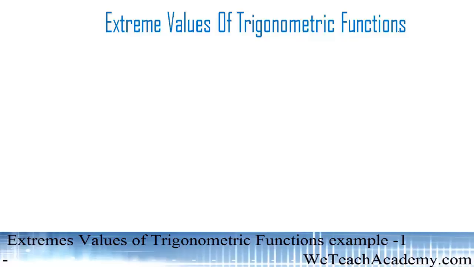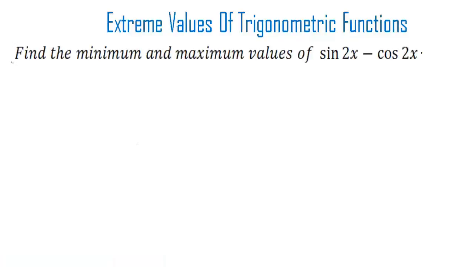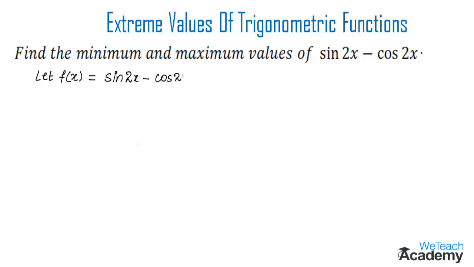Here in this presentation we are going to discuss examples on extreme values of trigonometric functions. So here the given example is find the minimum and maximum values of sin 2x minus cos 2x. Let us write this function as f of x. So let f of x is equal to sin 2x minus cos 2x.